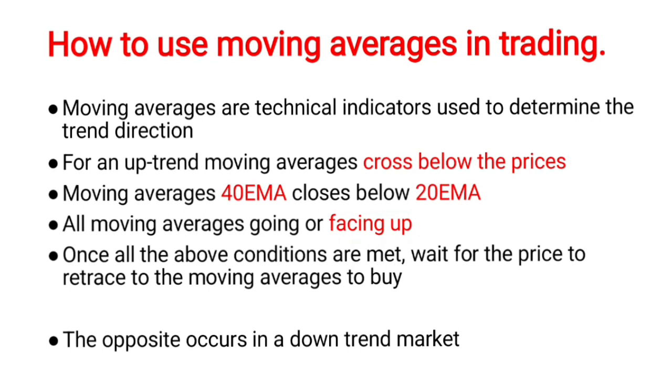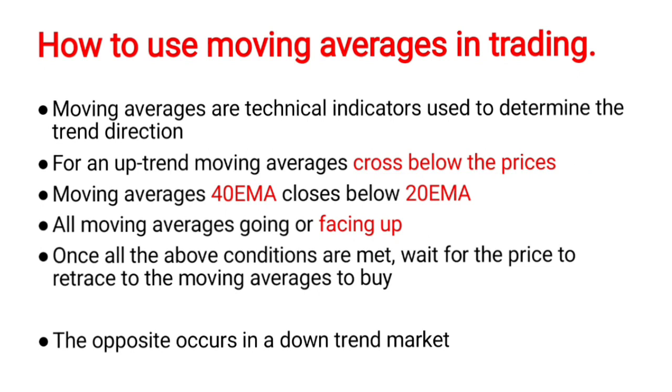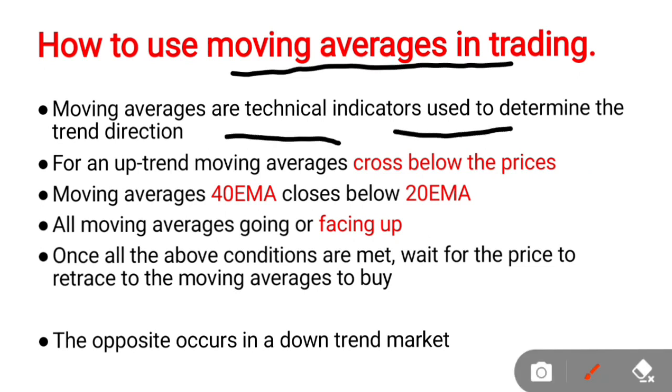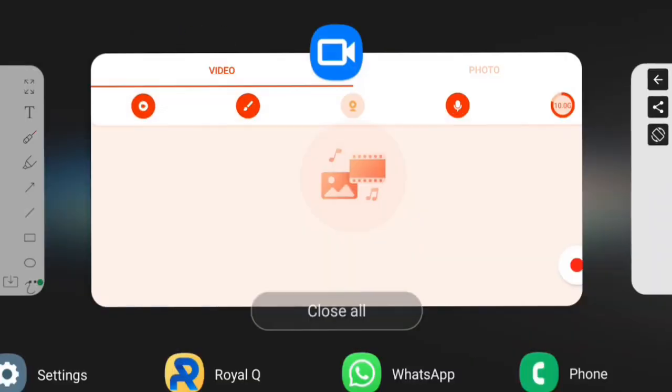Okay, so the next indicator we are going to talk about is called a moving average, right? Moving averages are technical indicators used to determine the trend direction, and I'm going to show you what they are and how they are used in a while. So for an uptrend, moving averages cross below the prices. Let me just explain to you what happens.